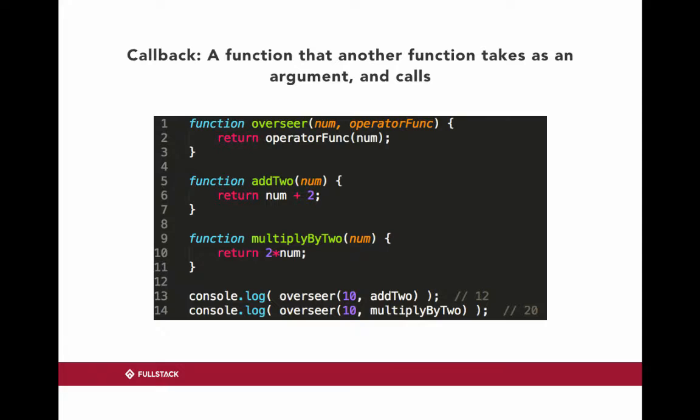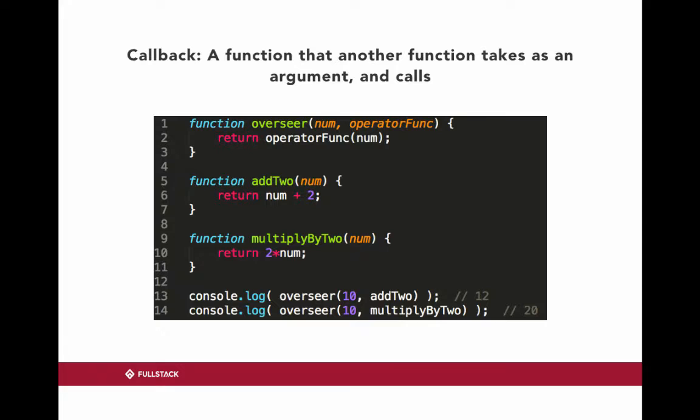Now lines 13 and 14 are where the interesting stuff happens. We log out, we call overseer on the number 10, and we pass it in add2. So now we've called overseer. Let's go back up and see what overseer actually does. It takes one parameter called num, which we can assume, because I wrote this, is supposed to be a number. And then operator func, which you can tell by its name is probably supposed to be a function. And all it does is return the invocation of whatever operator func is on num.